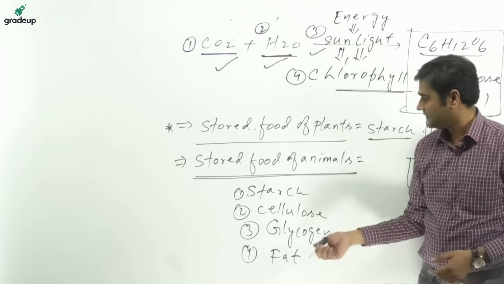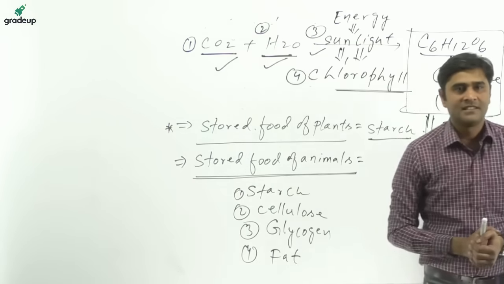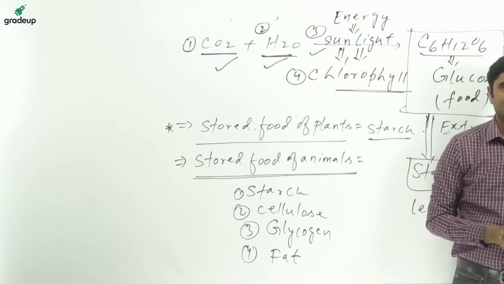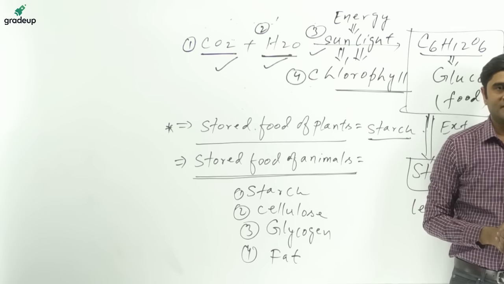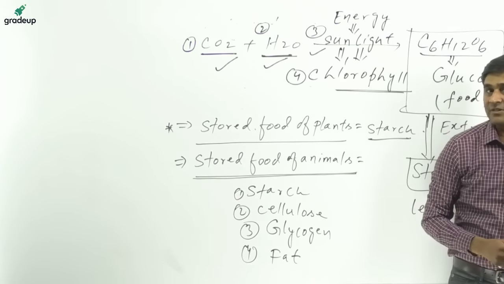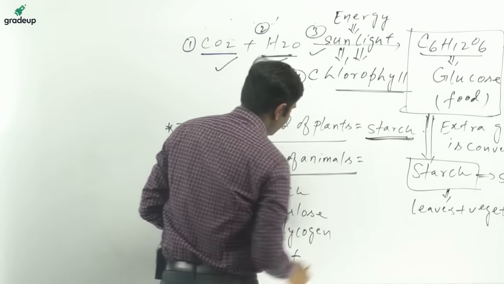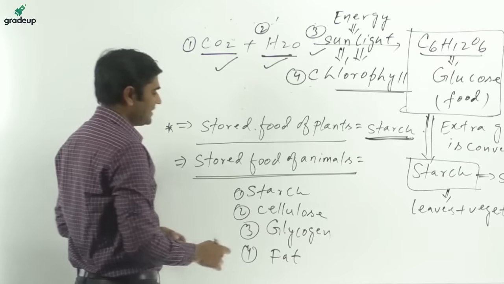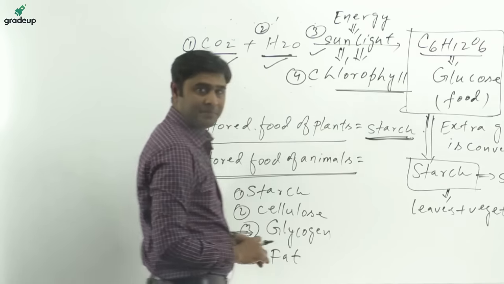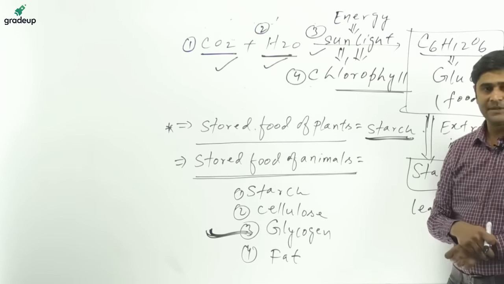Stored food of animals. Saurav is saying fat, Sikandar Kumar is saying fat, Vishal Datta is saying glycogen. Prabhat Kumar, absolutely correct answer, glycogen. So stored food of plants is starch, but stored food of animals is glycogen. So glycogen is the right answer guys.